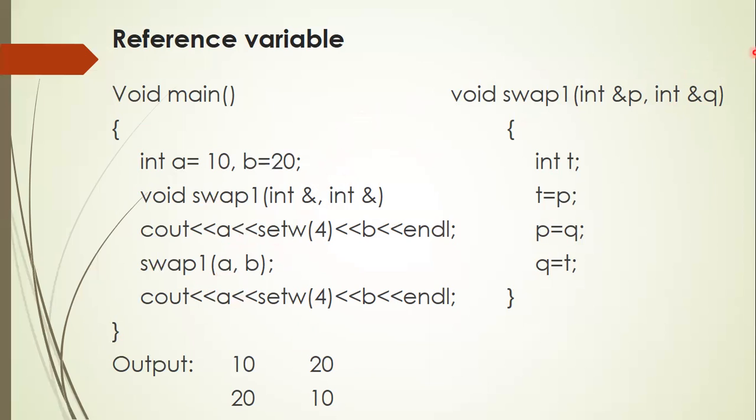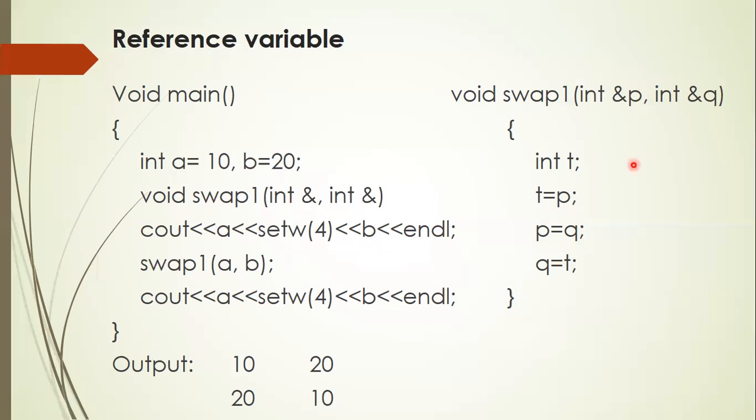Then call the same function. Now inside this function, you are exchanging the values of p and q. What are p and q? p and q are the reference variables for a and b. So whenever p and q get altered, a and b also get altered, because in the beginning I told you, whenever a variable is altered, its reference gets altered. Whenever a reference is altered, its original variable also gets altered.